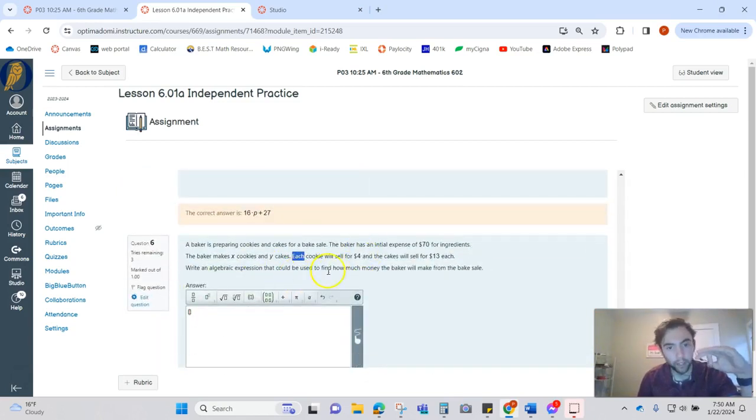Okay, so I think just based on what we've done up here, write an algebraic expression that could be used to find how much money the baker will make from the bake sale. So how much profit they'll make. All right, I need to understand the question. So I spend $70 to get all the stuff for my cookies and cakes. And then I'm selling the cookies and cakes after I've spent the money to try and make a profit.